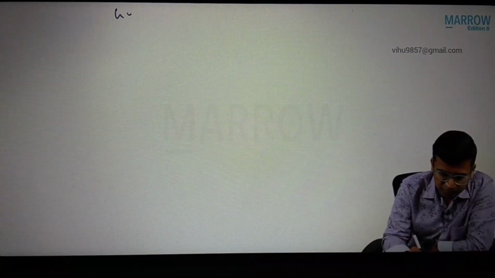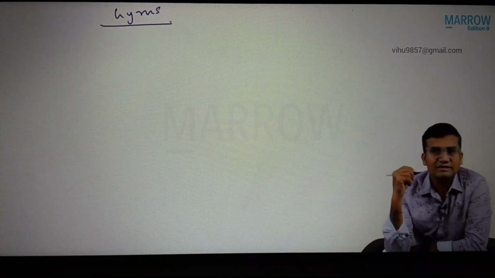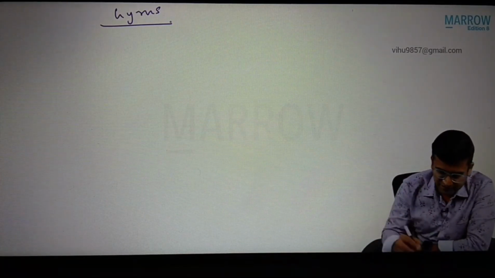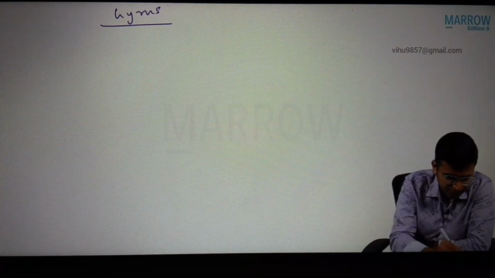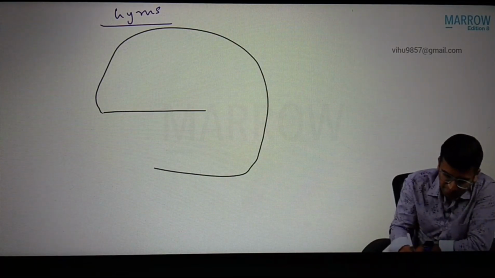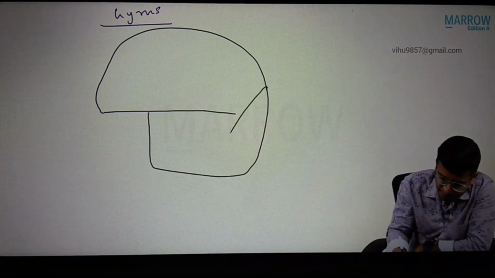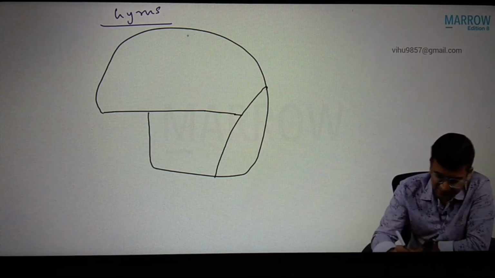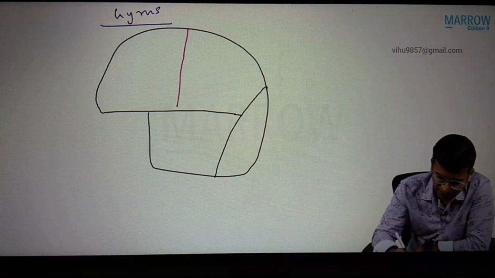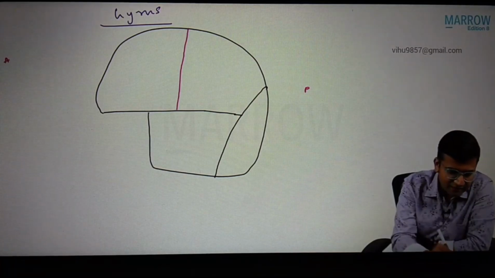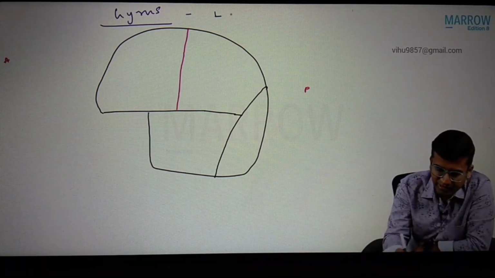Now, for gyrus, we're going to draw the diagram. We're going to draw the lateral view of the cerebrum. This is the central sulcus, the central sulcus of Rolando. This is anterior and this is posterior, and this is the lateral view of the cerebrum.